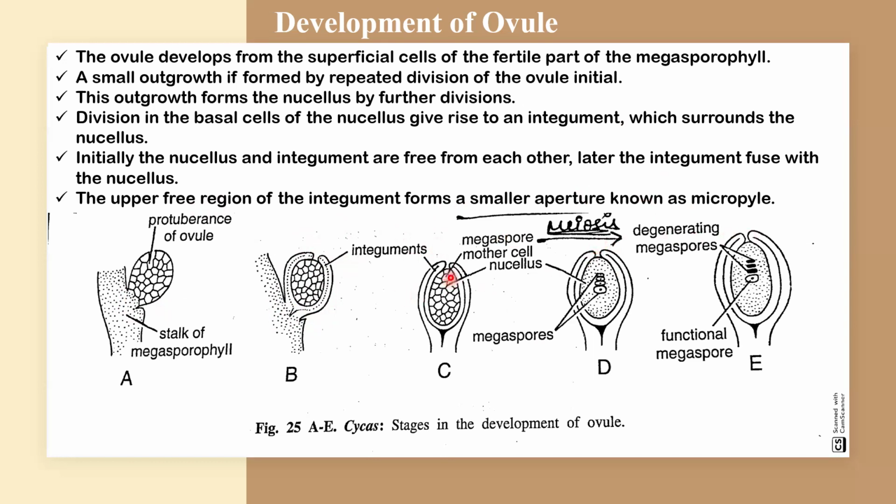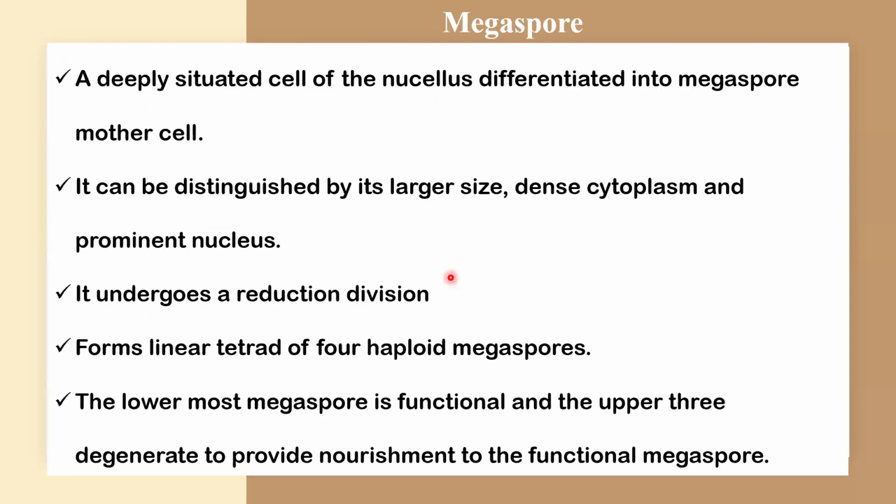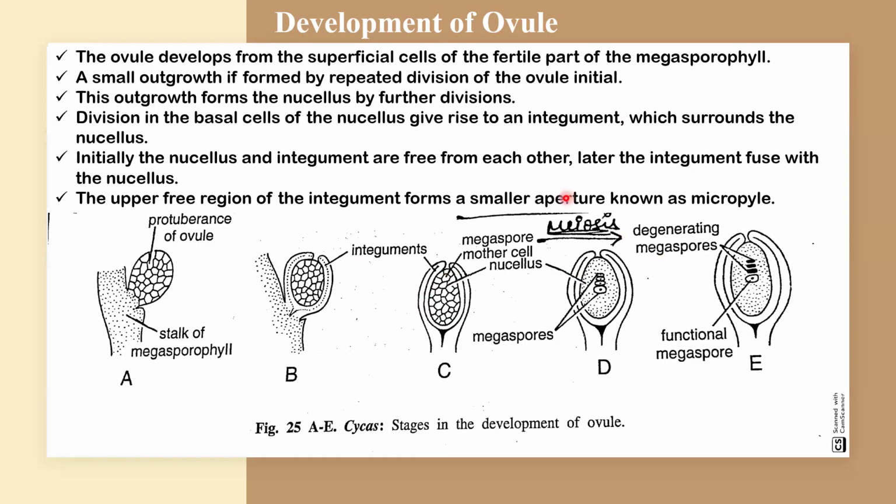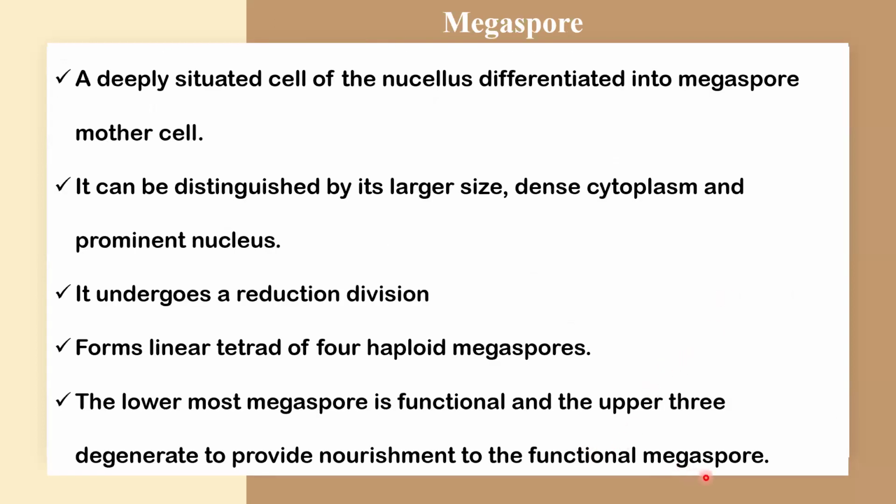One of the cells of the nucellus differentiates into a megaspore mother cell. This megaspore mother cell can be distinguished by its larger size, dense cytoplasm, and prominent nucleus. It undergoes a reductional division and forms a tetrad of megaspores, from which 3 megaspores degenerate and only a single functional megaspore is retained, which is the lowermost megaspore.